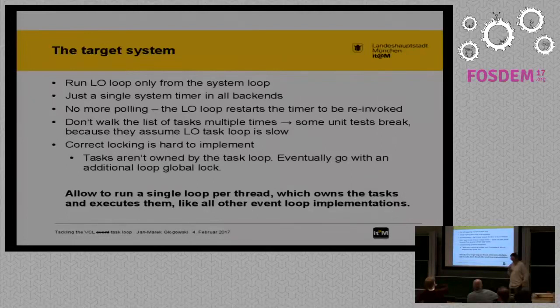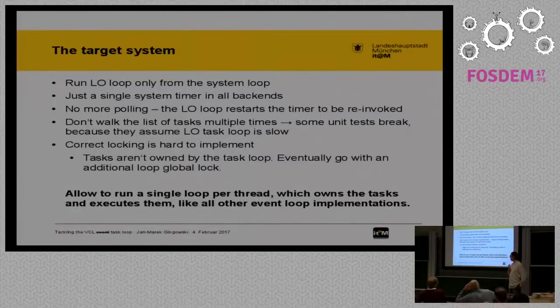So where we are coming to is that we run the LibreOffice event loop just from the system timer. We don't have the polling, so we just restart the system timer to execute exactly when the next task is valid, or even if it's 0 seconds, we instantly return and process that. I had the strange situation when I refactored some code and merged it, that it became faster, that unit tests broke because they were too fast. But I fixed those unit tests now.